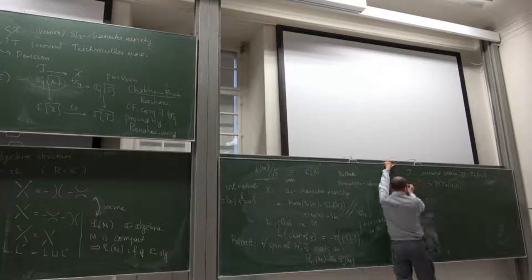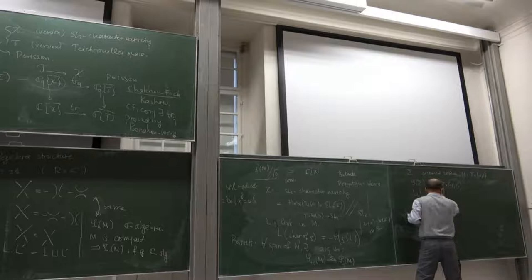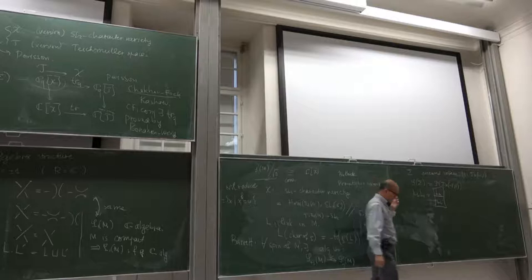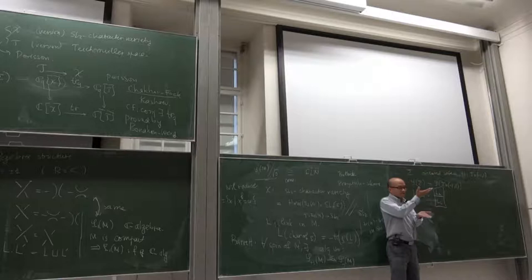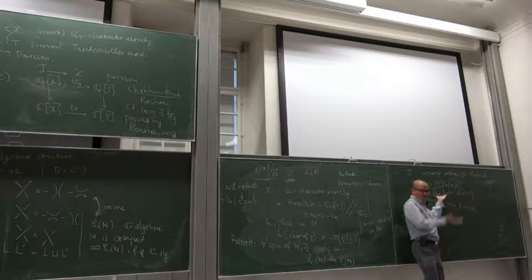Now, in this case here, I define the product. If I have L1 and then L2, what I do is I put L1 atop L2. Okay? So that would be the product. So what does this mean? This means first I isotope L1 so that it is in the upper half, so this one here would be in sigma cross 0, 1, and this one here will be in sigma cross minus 1 comma 0. Okay, you first isotope L1 so that it becomes in the upper half of this thickening of the surface, and you isotope L2 so that it's in the lower half.